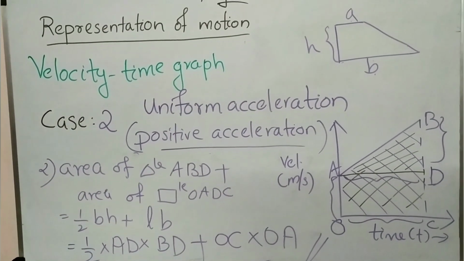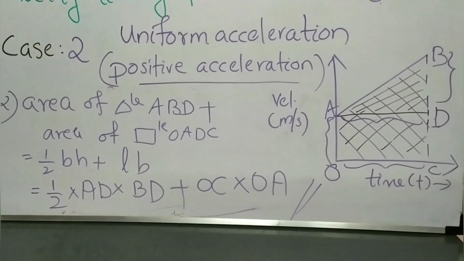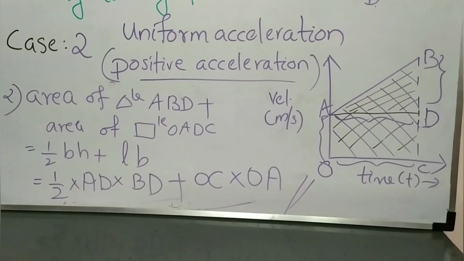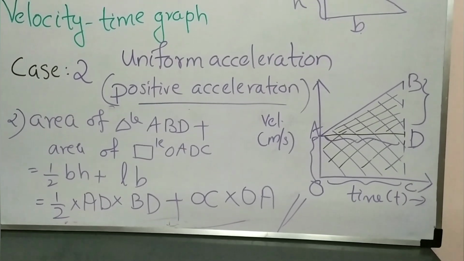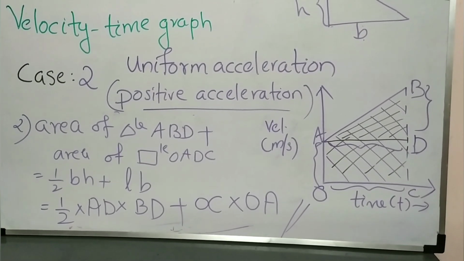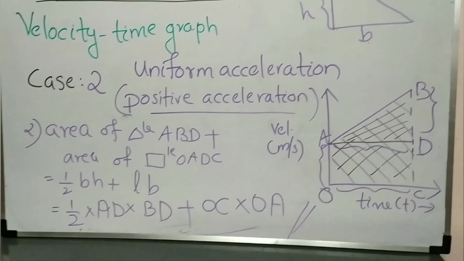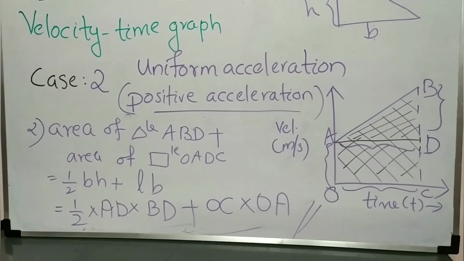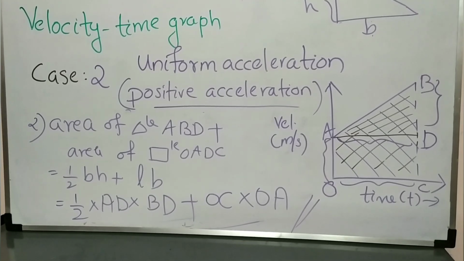So in this case, for finding the distance covered by that object, we have to get the area. For that, there are two ways. First, you can consider the trapezium. Second, you divide that into a triangle and a rectangle. Then the area of that shaded portion, from that we can say, is the distance covered by that object.